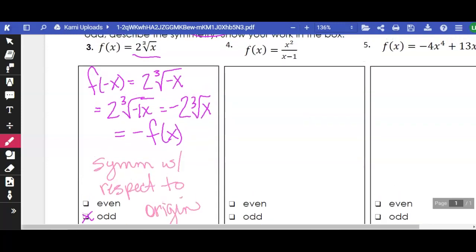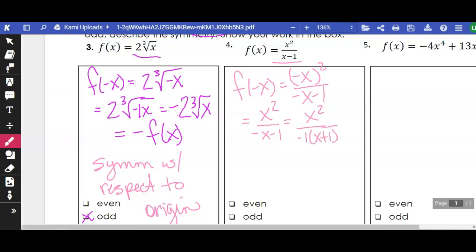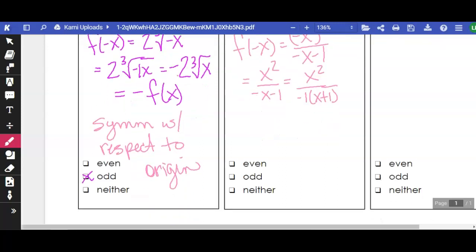Right, so this next one, I have to find f of negative x. That's equal to negative x squared over negative x minus 1. This gives me x squared over negative x minus 1. That does not look identical to this, so I have to try to factor out a negative 1 if it wasn't obvious like this one. So this is going to give me x squared over negative 1 times x plus 1. And even if I pull this negative 1 out to the front, it's not going to give me negative f of x, so this one is neither.